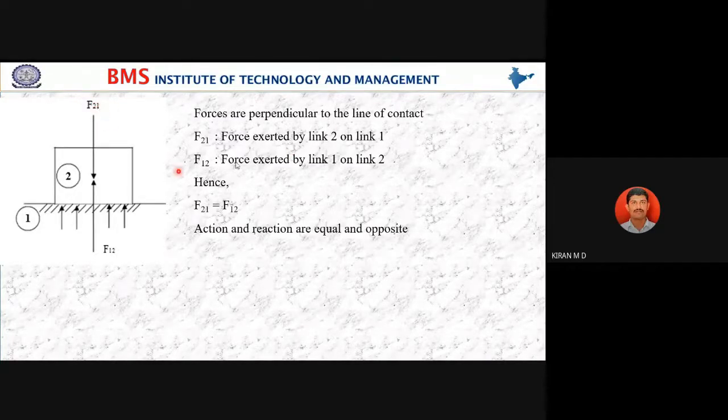For force exerted by a link, the link which is developing the force comes first, and the link on which it acts comes second. So F21 is the force exerted by link 2 on link 1. Similarly, F12 is the force exerted by link 1 on link 2. Because F12 is equal to F21, action and reaction are the same.